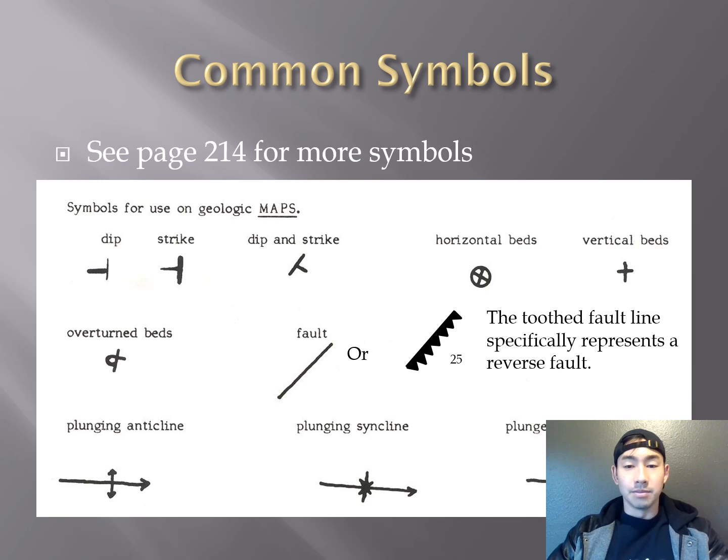So some common symbols that we would want to refer to in our lab manuals, it's going to be on page 214. This gives us the symbols for strike and dip, horizontal bed, vertical bed, so on and so forth. So this is not the same image that you'll see in your lab manual, but this is pretty similar, and it tells us exactly what we're looking for in terms of a geologic map.